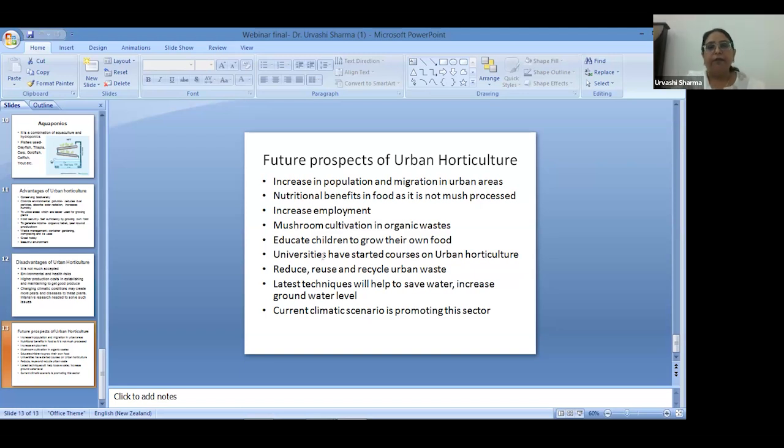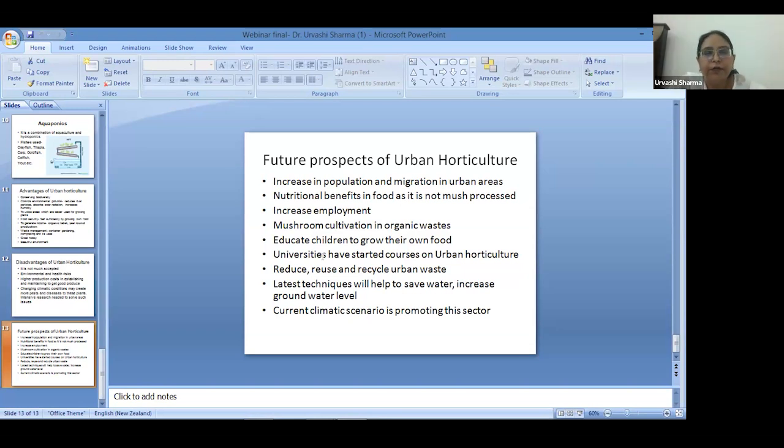We have to educate our children to grow their own food. This is being practiced almost everywhere in the world these days. But we need to tell our kids that they need to grow their own food instead of relying on someone else. And there is a different kind of pleasure in eating the things from what we have in our gardens. So we have to educate our kids. The universities are doing their level best. They have already started lots of courses on urban horticulture in lots and lots of places in the whole world.